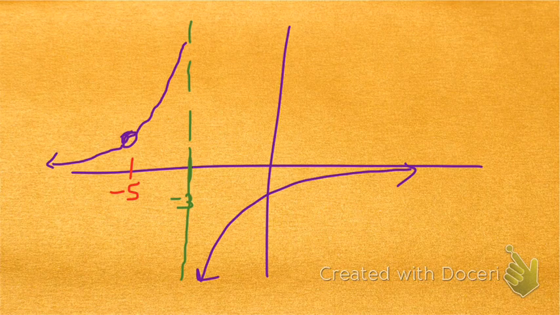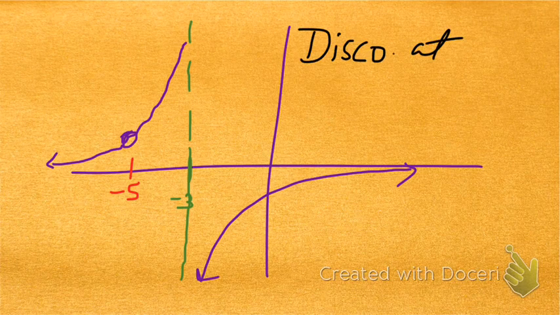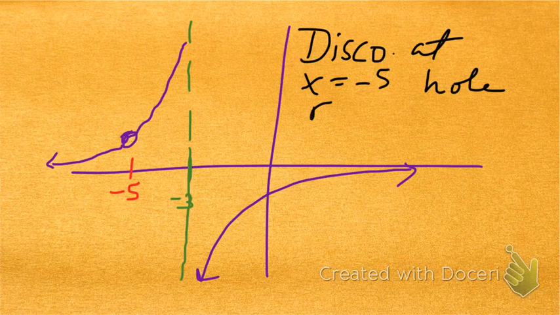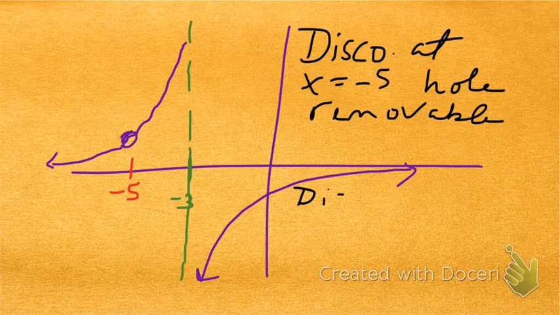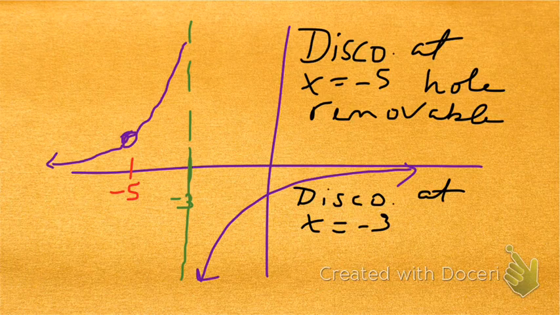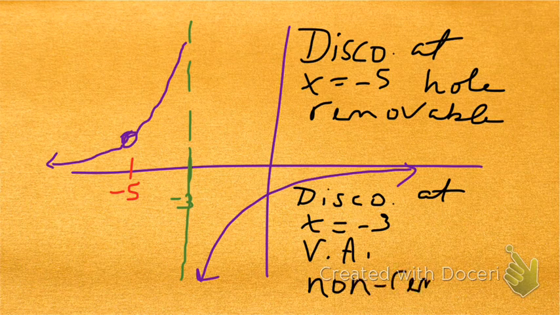Let's go ahead and sum it up. We do have discontinuity at x equals negative 5. There is a hole that is removable. We do have discontinuity at x equals negative 3. We see a vertical asymptote there, and that is non-removable.